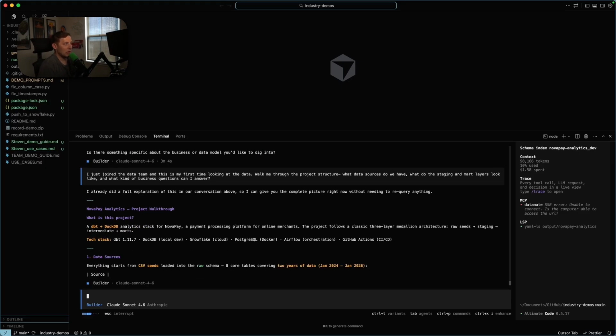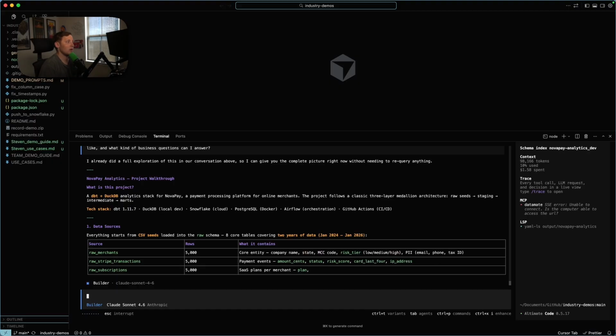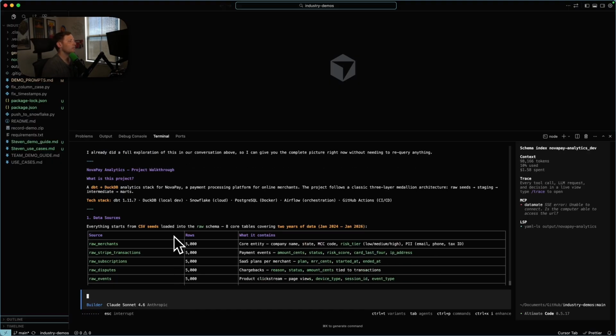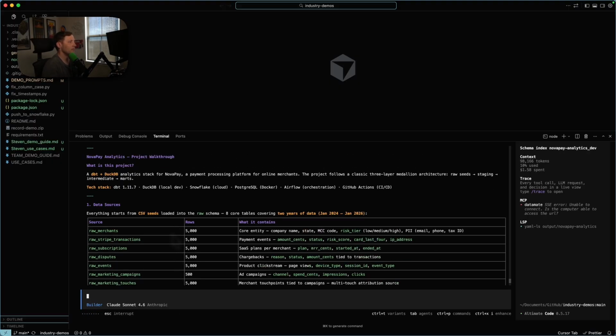It's telling us, hey, I already did a full exploration of this. So yeah, it's going to give us a project walkthrough here. So, what is this project? It's a DBT and DuckDB analytics stack for NovaPay, a payment processing platform for online merchants. The project follows a classic 3-tier medallion architecture. So raw seed, staging, intermediate, and marts.